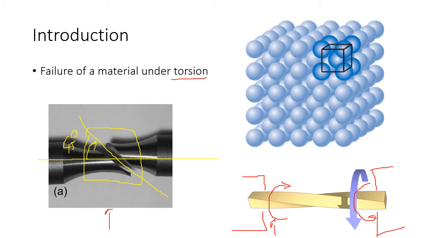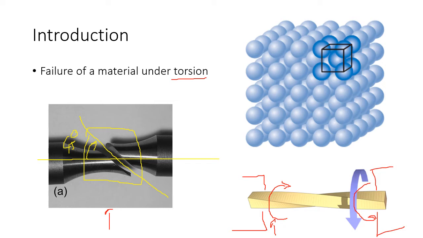So you can easily perform this experiment with chalk. You just take a chalk and hold it with both hands at the ends, and then twist it by rotating your left hand clockwise and your right hand counterclockwise, at the same time. Then you will see that the failure surface of the chalk also appears like this. Now, why is this failure surface at a particular angle?